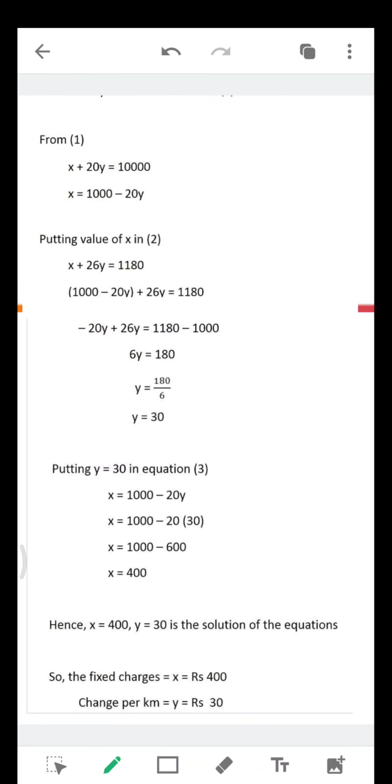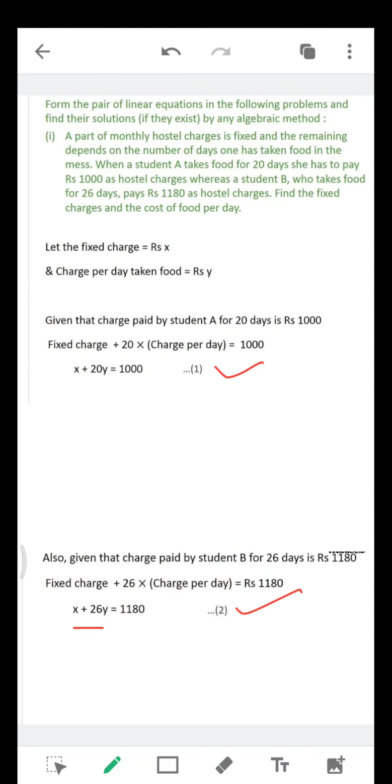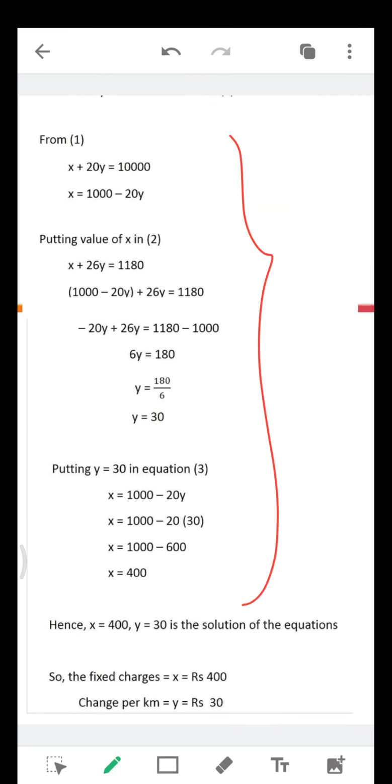So you have to simplify. Here it is done by the substitution method. I am not explaining the simplification part because we have done many equations, so you need to try this on your own. You need to see the steps of how it is done, or you can try the elimination method also. After solving it by the substitution method, I have got y equals 30 and x equals 400.